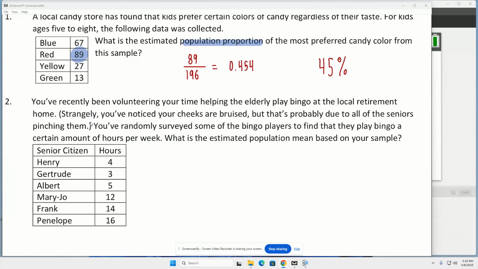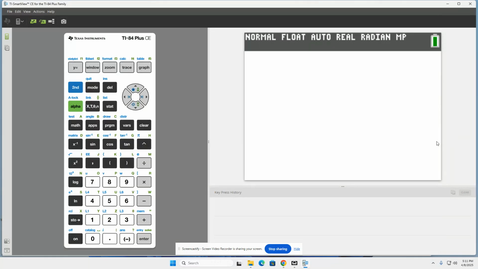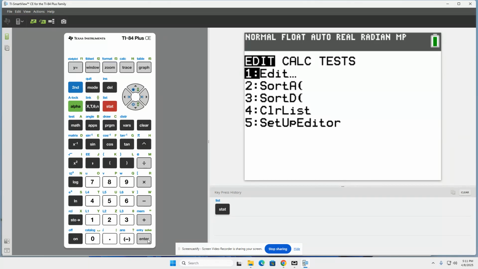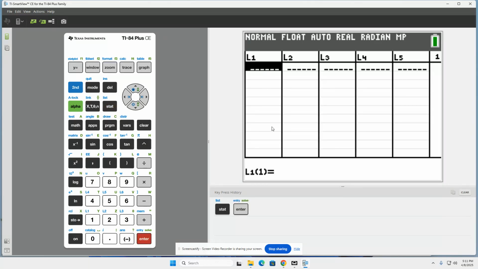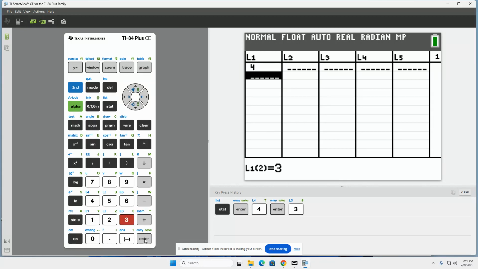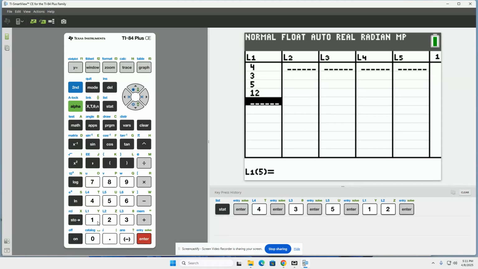The next one, again, you can read the whole thing on your own. Let's scroll on down to where it says the estimated population mean. Now, we talked about mean as being the average. So I would encourage you guys to go into your calculator, and I'm going to show you. We're going to go to Stat, then Edit. I'd already cleared my calculator, which I think is always a good thing to do. And we just start entering our values into list 1: 4, 3, 5, 12, 14, and 16. Then you're going to enter all those values and run the data.